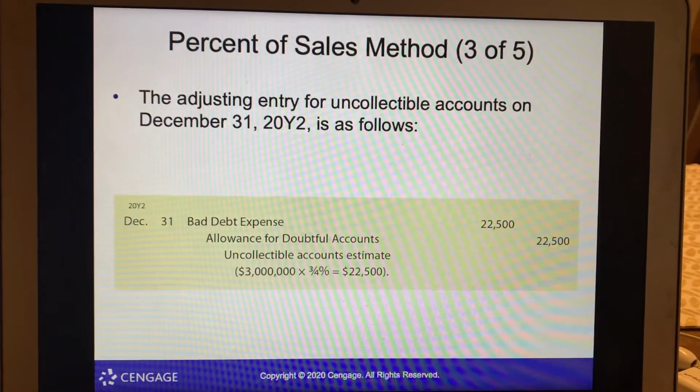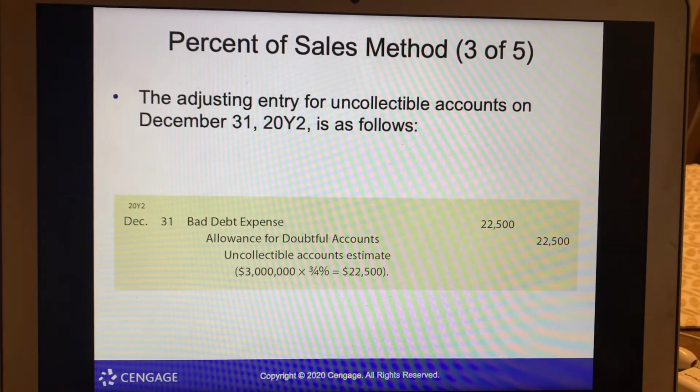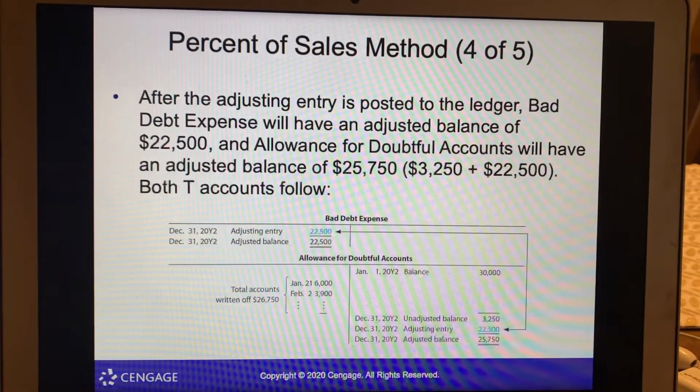Okay, so here's how we would create it. This is the journal entry. What we're doing is we're putting these funds into bad debt expense. We're creating these accounts, we're expensing it to the income statement, and then allowance for doubtful accounts. Remember, that's a contra asset on the balance sheet. So 22,500 as such. So percent of sales method, our adjusting entry is 22,500.